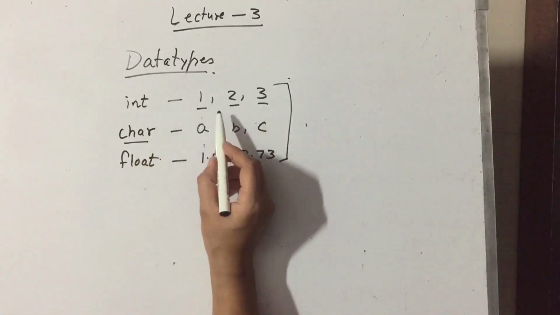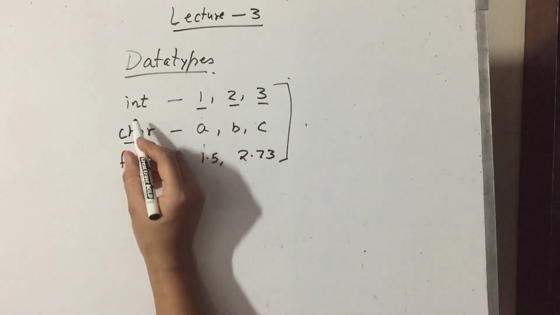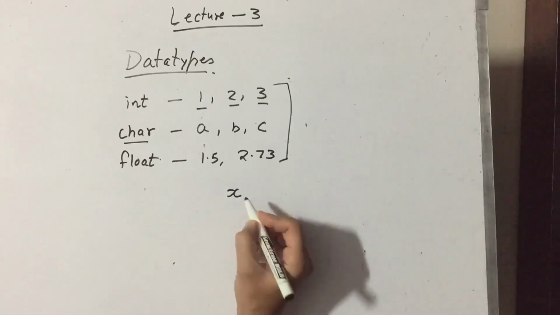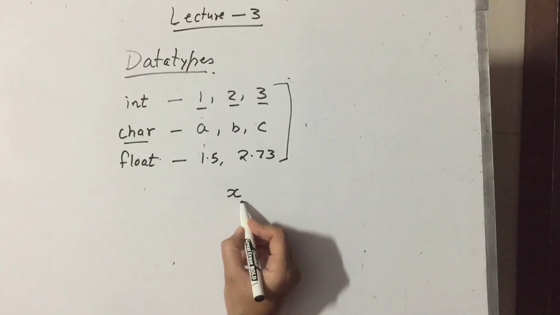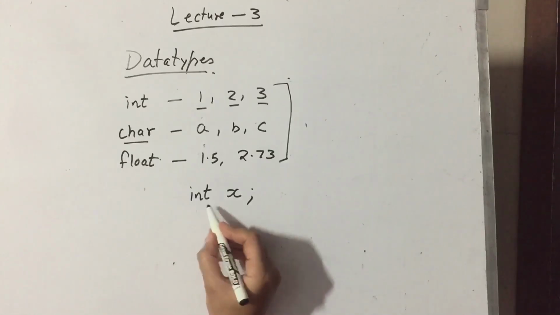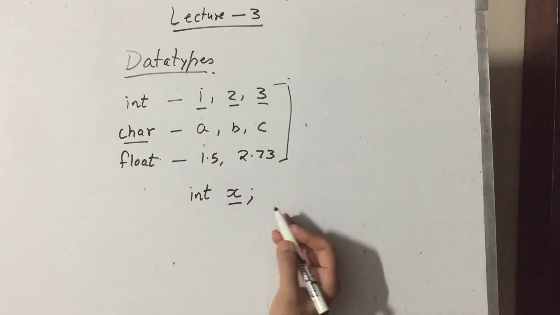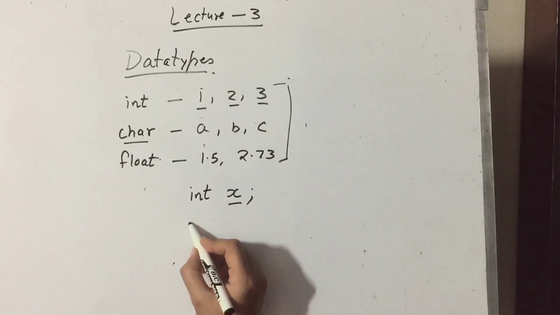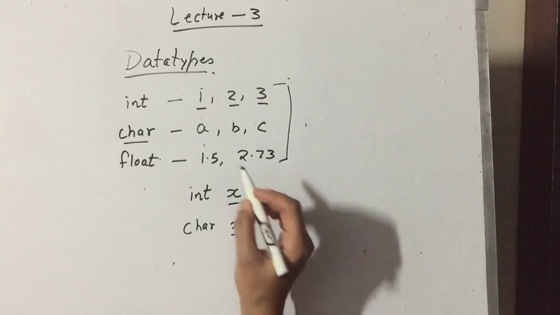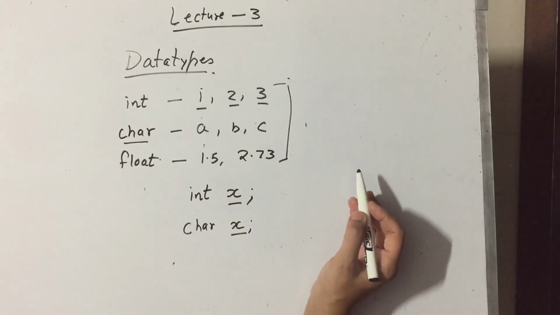So data type tells what kind of value is stored in it. And data type is specified when you declare a variable. Suppose I say a variable x. Now if I say x is of type int, it means x can have value 1, 2, 3, some 1, 2, 3 value. If I say character x, it means x's value can be a, b, c, any abcd type value.